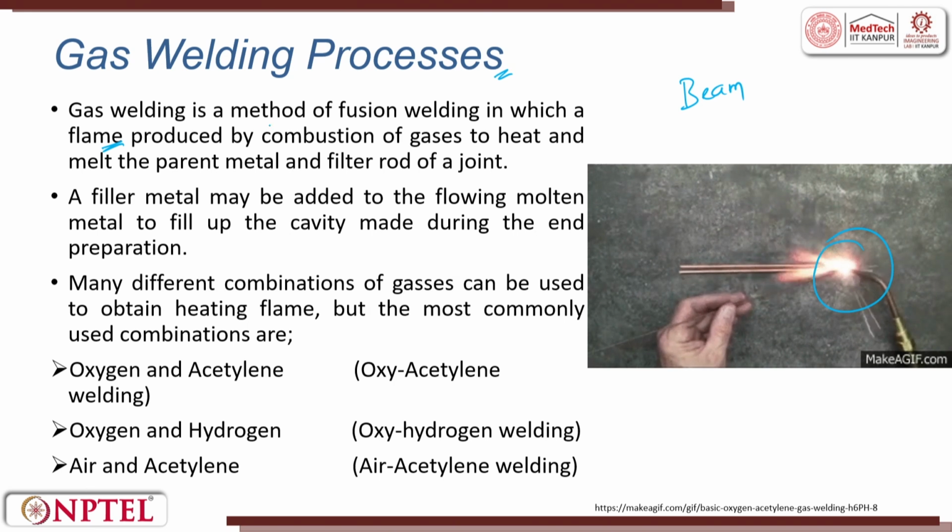So, gas welding is a method of fusion welding in which a flame produced by combustion of gases is used to heat and melt the parent material and filler rod of a joint. So, we try to melt and we try to add copper, and if copper to copper joining has to happen, we do it by the gas welding process. A filler metal may be added to the flowing molten metal to fill the cavity made during the edge preparation. Many different combinations of gases can be used to create the flame.